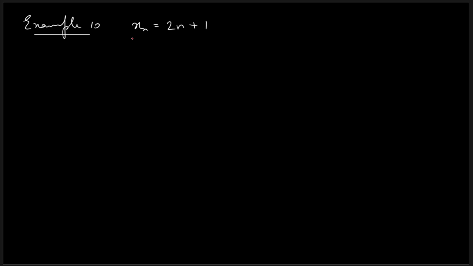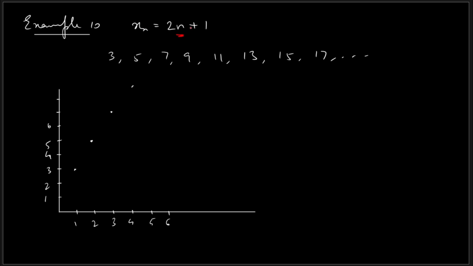Now for the last example, let us consider the sequence given by this rule, xn is equal to 2n plus 1. So the first term is obtained by substituting 1 in the place of n. So 2 into 1 plus 1 is 3. 3 is the first term, 5 is the second term, 7 is the third term, and so on. And if we plot these points, we get a straight line like this. Right.